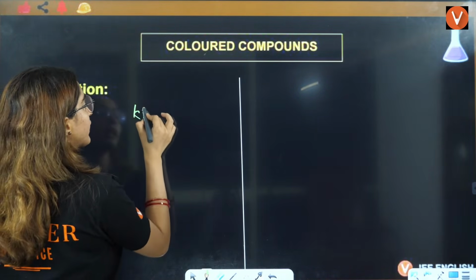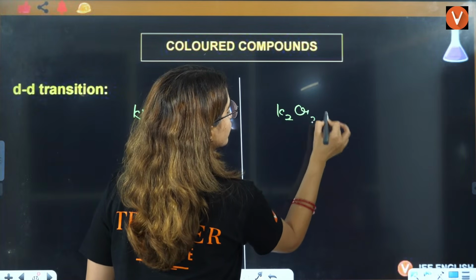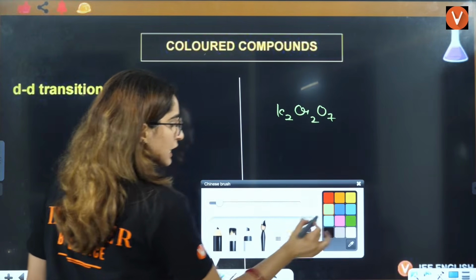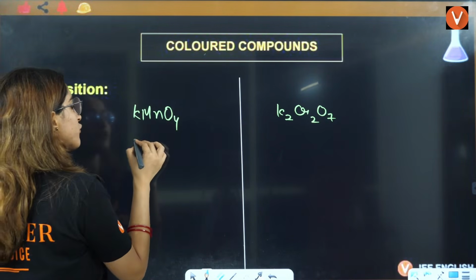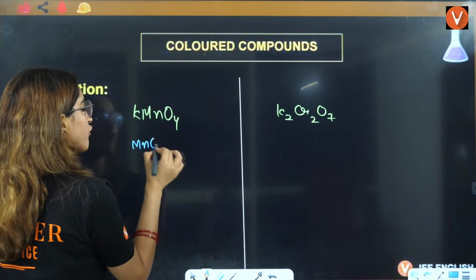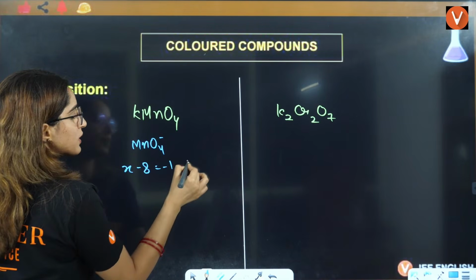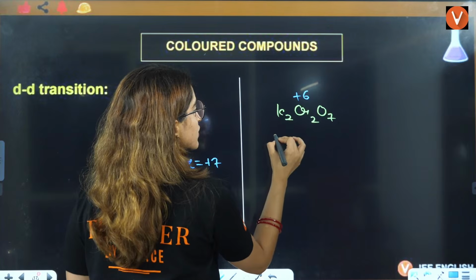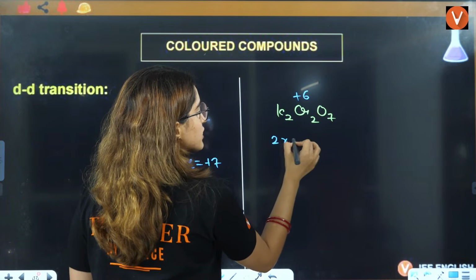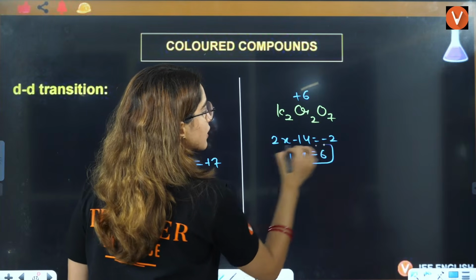If you talk about KMnO₄, right? If you talk about K₂Cr₂O₇, right? If you talk about these two things here, KMnO₄ is nothing but MnO₄ negative, so x minus 8 is equal to minus 1, that is x is equal to plus 7. Here similarly it is plus 6, it will be 2x minus 14 is equal to minus 2, so x is going to be 6, right?